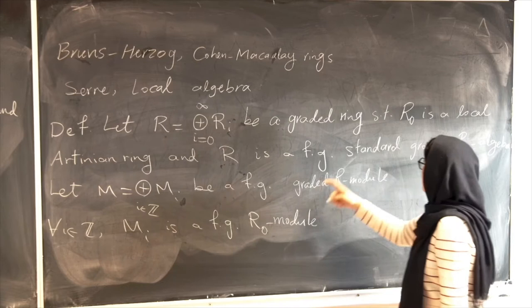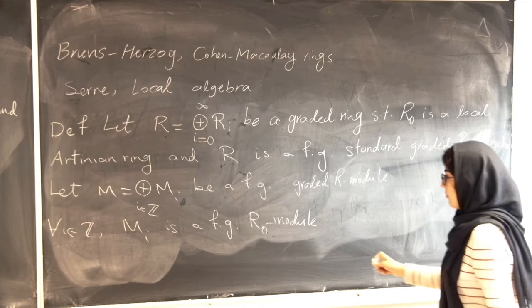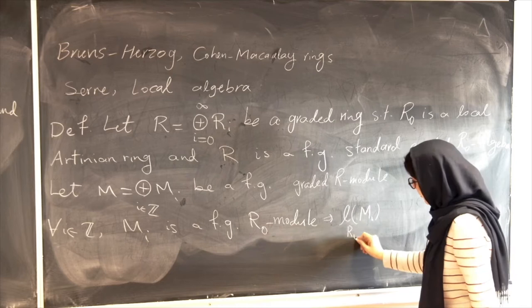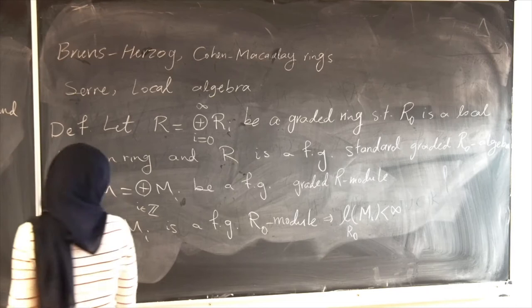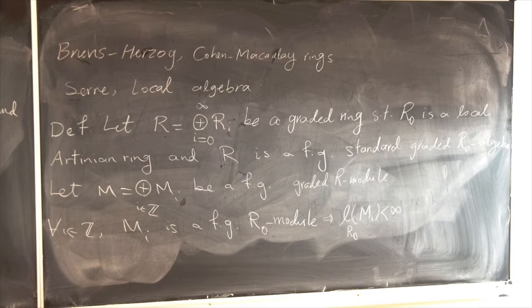And because we consider R0 to be an Artinian ring, this implies that the length of each M_i as an R0 module is finite. So all these M_i have finite lengths, so we can attach a numerical function to the module M. Call it the Hilbert function of M. And this is defined in terms of these lengths.